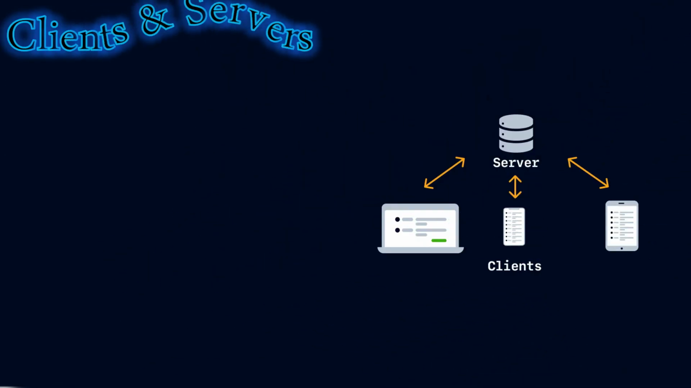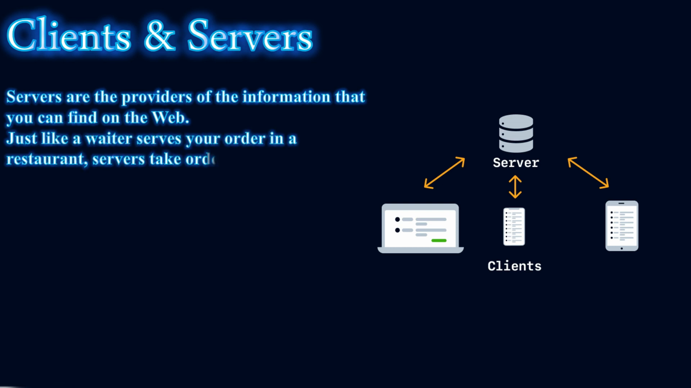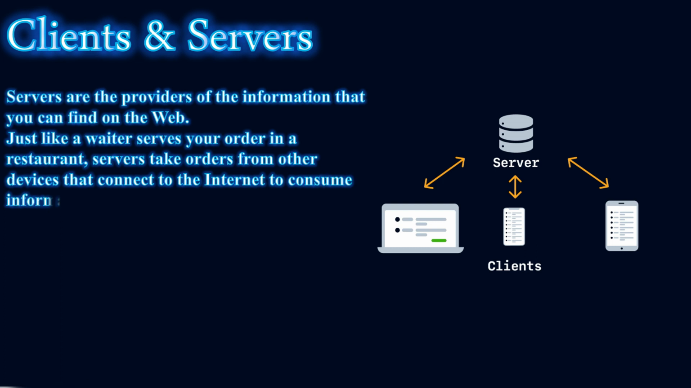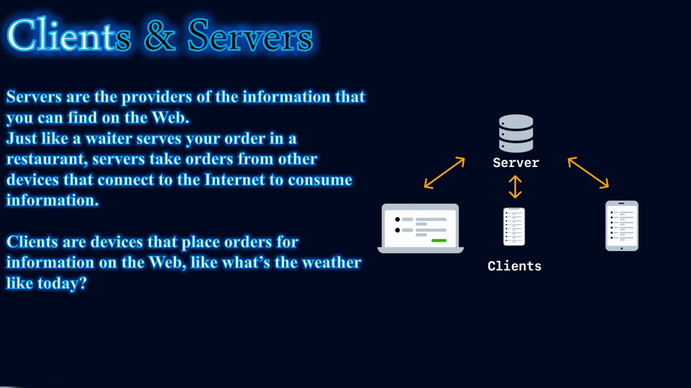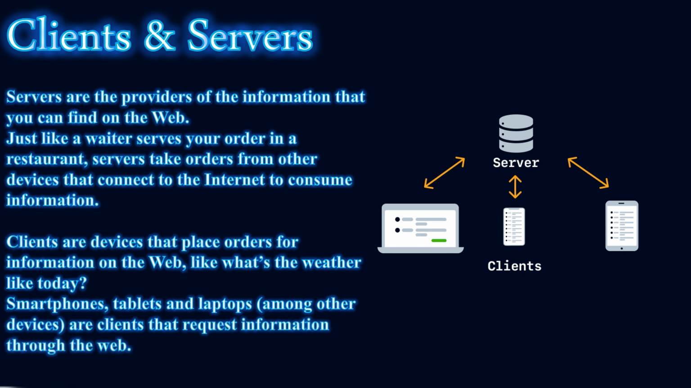Clients and servers. Servers are the providers of the information that you can find on the web. Just like a waiter serves your order in a restaurant, servers take orders from other devices that are connected to the internet to consume information. Clients are devices that place orders for information on the web, like what's the weather like today. Smartphones, tablets, and laptops, among other devices, are clients that request information through the web.